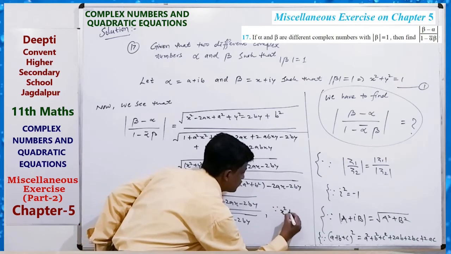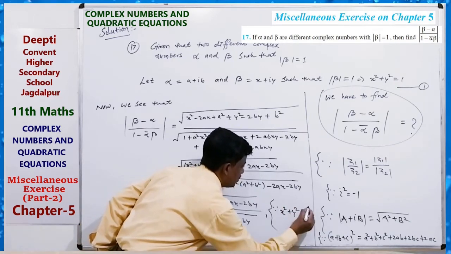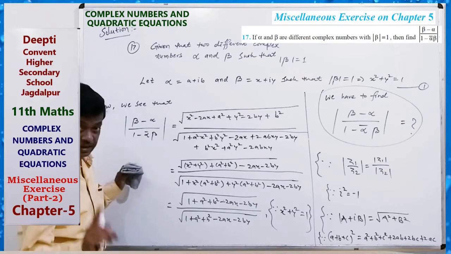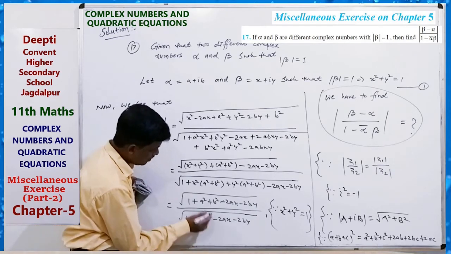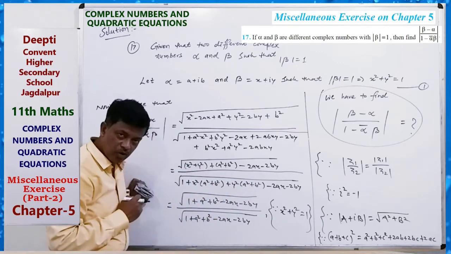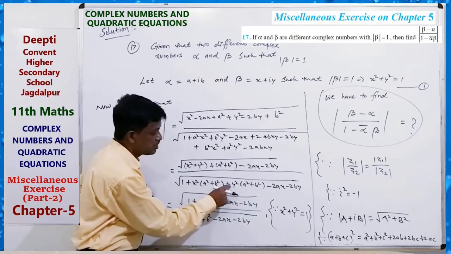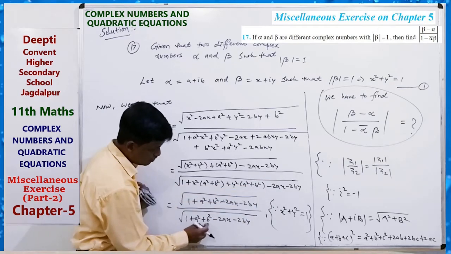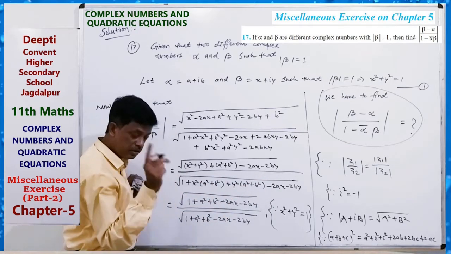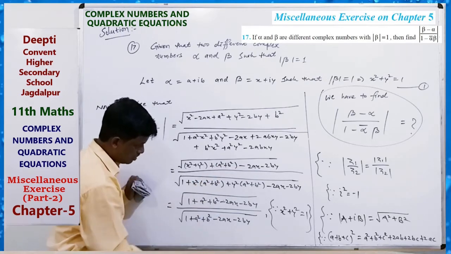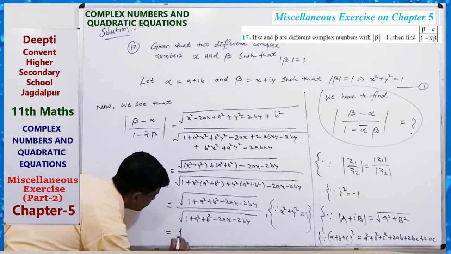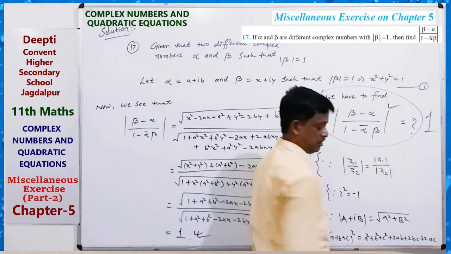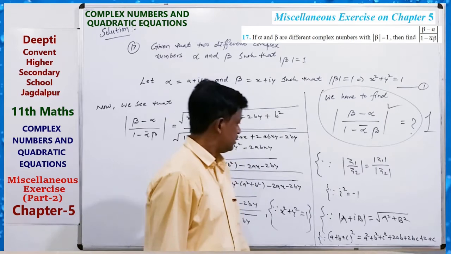Since x square plus y square equals 1, a square plus b square can be taken common: a square plus b square into (x square plus y square), that is 1. So 1 plus a square plus b square minus this, upon 1 plus a square plus b square minus this. Now here x square plus y square is 1, so this minus this, both are the same quantity, so this is equal to 1. So the value is 1. Clear? Okay, so this was question 17.